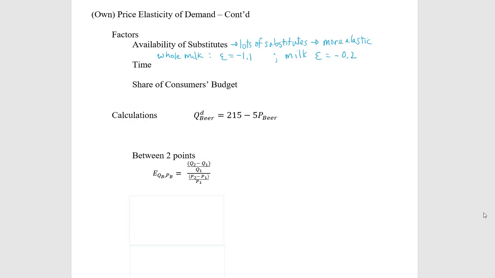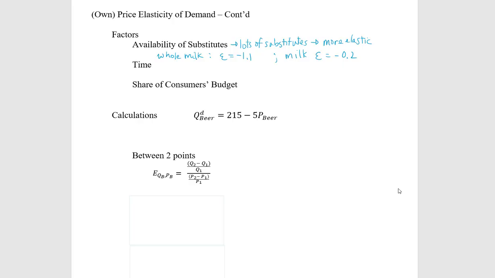If I want to drink milk and whole milk is relatively expensive, I could get 2%. I could get oat milk. I could get almond milk. There are lots of substitutes for whole milk. So if the price of whole milk goes up, I may shift to 2%, I may shift to skim milk. But milk in general, there are not lots of substitutes for milk in general.